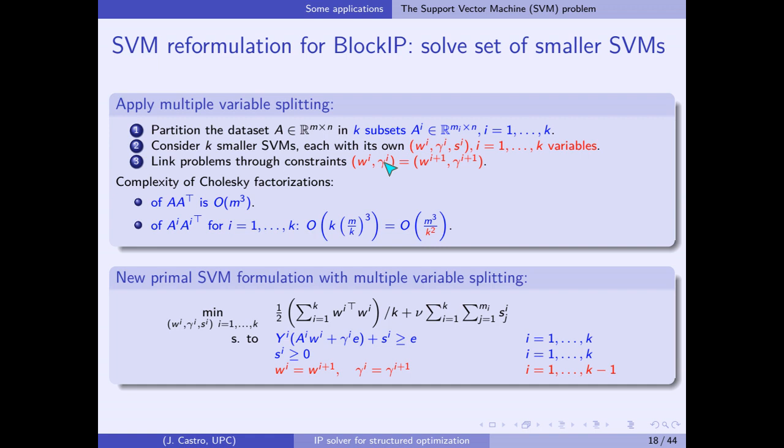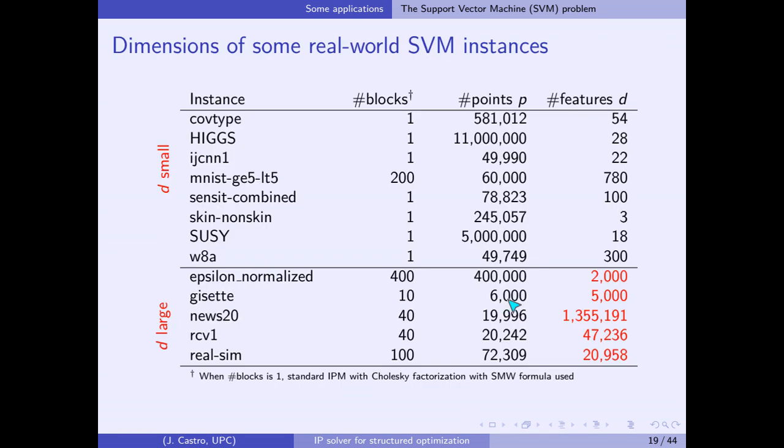But remember, the algorithm I presented at the beginning is a good algorithm for these situations, okay? So basically, it will solve this support vector machine problem with the specialized interior point algorithm, which means computing k different support vector machines and forcing all the planes to be exactly the same. That's the idea. Let me show you some results.